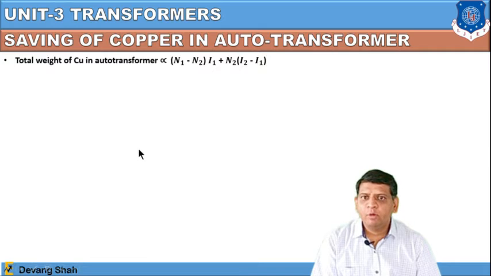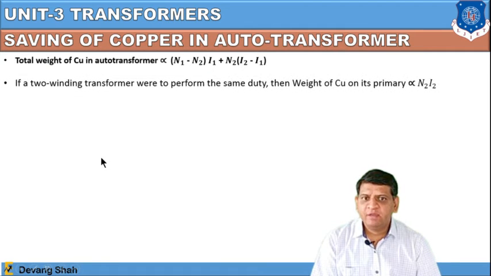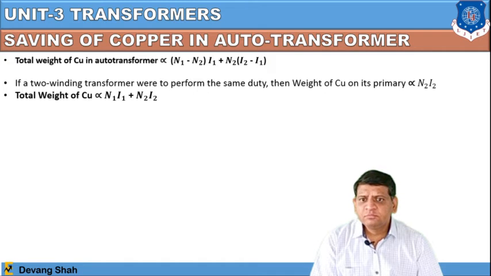So the total weight of copper in an auto transformer, we carry forward this equation from our previous slide. If a two winding transformer were to perform the same duty, the weight of copper in the secondary winding is proportional to N2 into I2, right. In the same way, the total weight of copper in both windings, the total weight of copper in a normal transformer, is proportional to N1 into I1 plus N2 into I2, right.